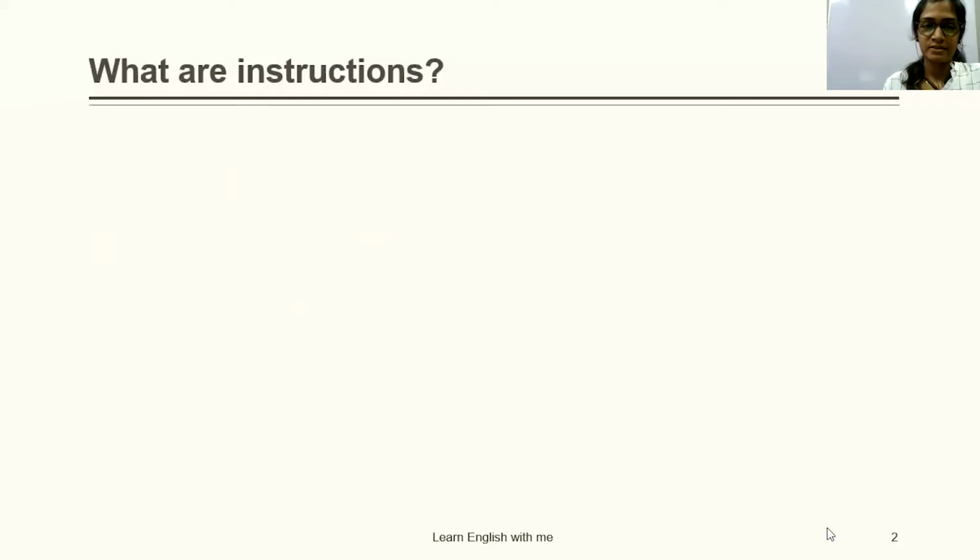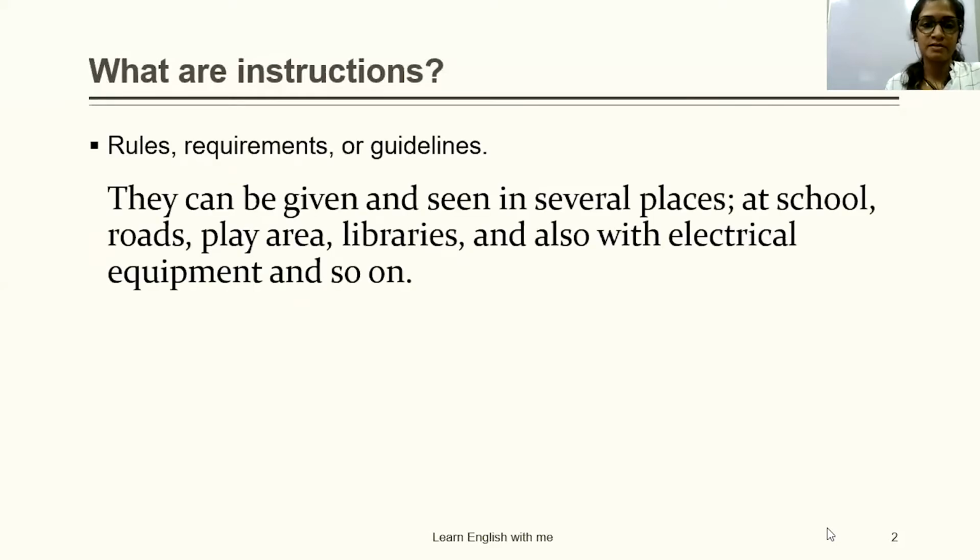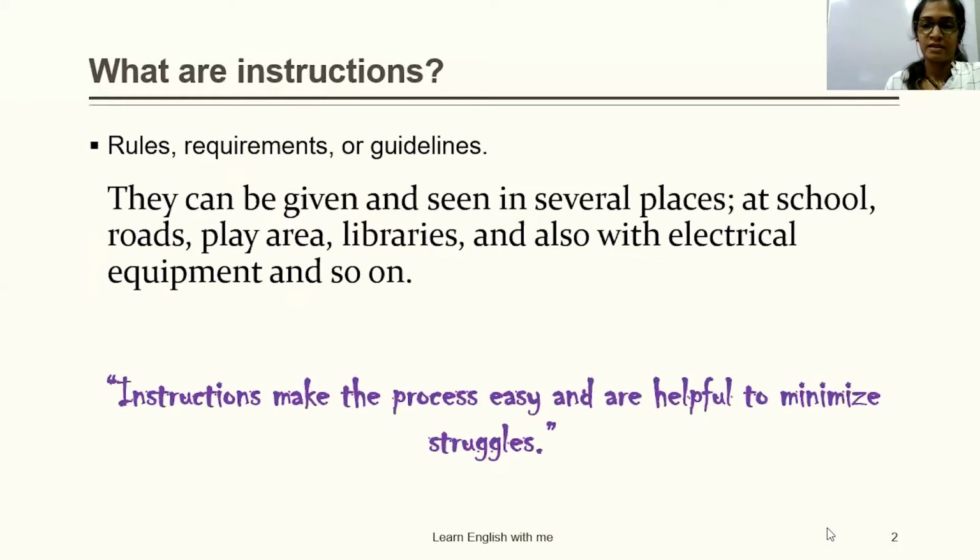So what are instructions? First of all, they are rules, requirements or guidelines. And as you all know, they can be given in several places, like at school, roads, play areas, libraries, and so on. And you can see some manual instructions with some electrical equipment too, okay? And if you think about the advantages of following instructions, they make the process very easy and are helpful to minimize the struggles. So whenever you follow a particular set of instructions, you are able to minimize the struggles.